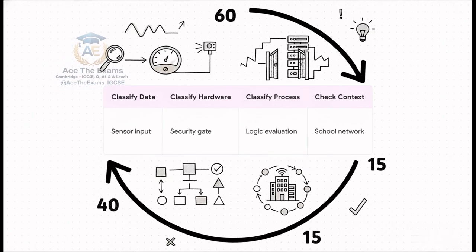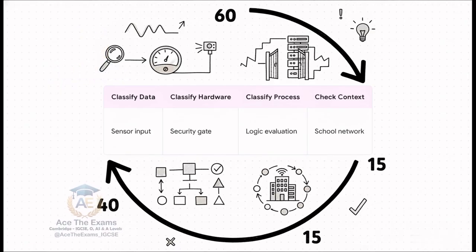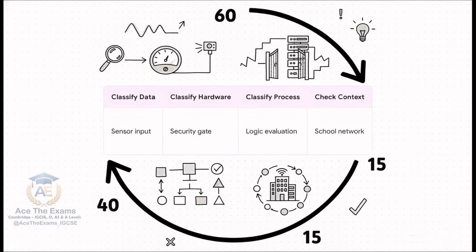In computer science exams, catastrophic mistakes frequently arise when learners confuse these foundational elements. You know, things like mixing up a compiler and an interpreter, or confusing social engineering with malware. Scanning and classifying your data like this first stops those errors dead in their tracks before you waste 5 minutes writing the wrong thing.